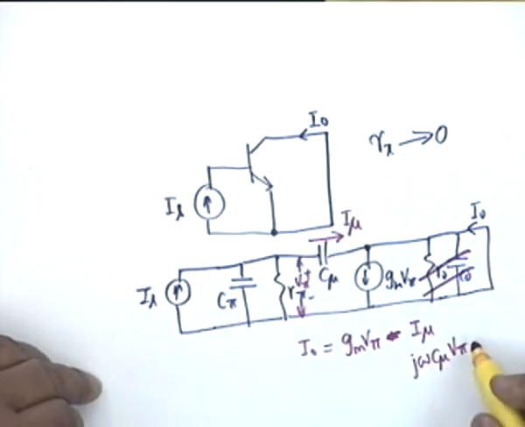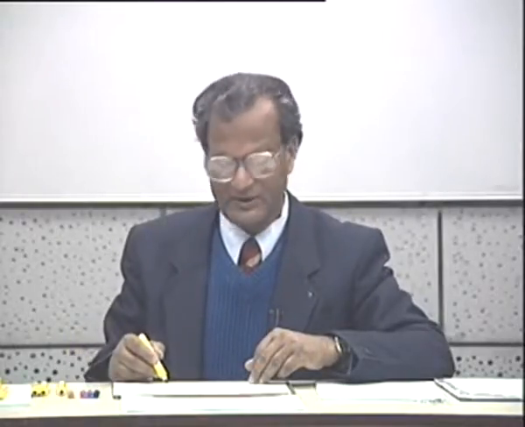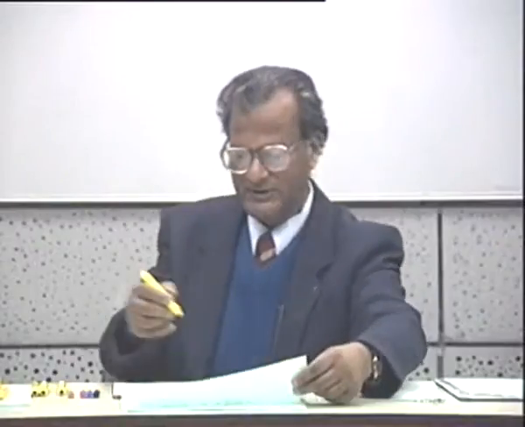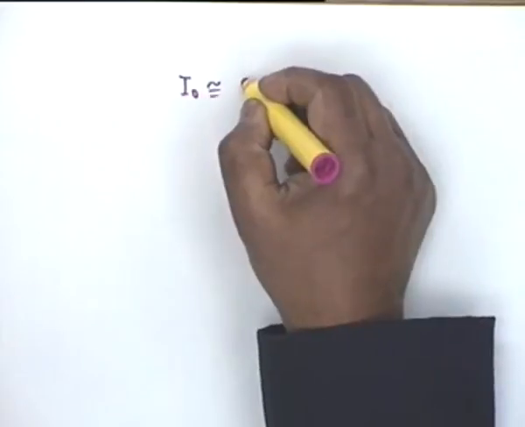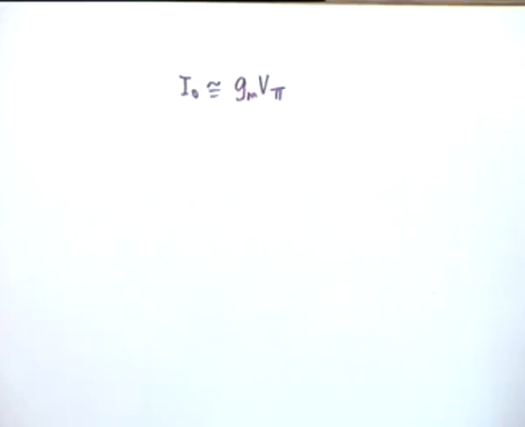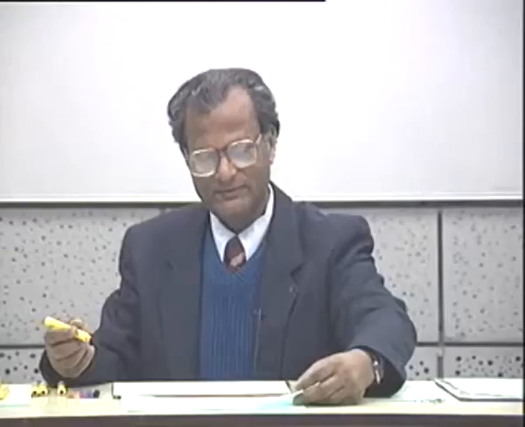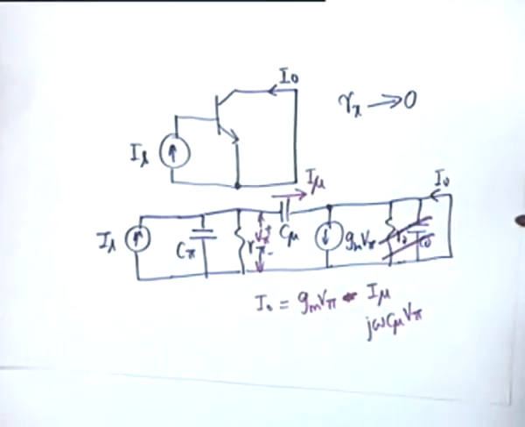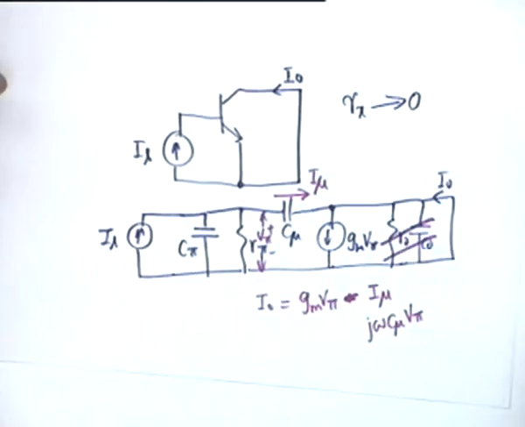Now usually this current can be ignored because C mu in any case is a small capacitor, and therefore we write, as a first approximation, I0 is approximately equal to gm V pi. We ignored I mu. Pardon me? Why do you ignore I mu? Because I mu is usually a very small quantity as compared to gm V pi, as we shall see in examples. We will validate this later, but we can ignore this.